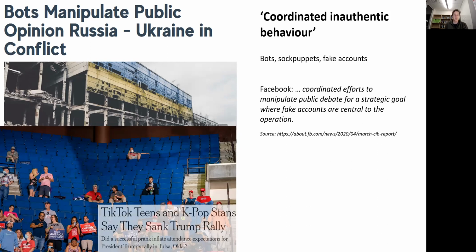Facebook says that coordinated inauthentic behavior is coordinated efforts to manipulate public debate for a strategic goal where fake accounts are central to the operation.